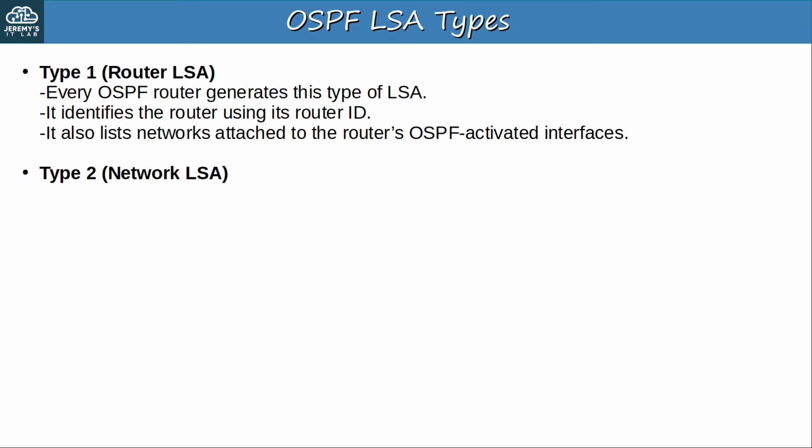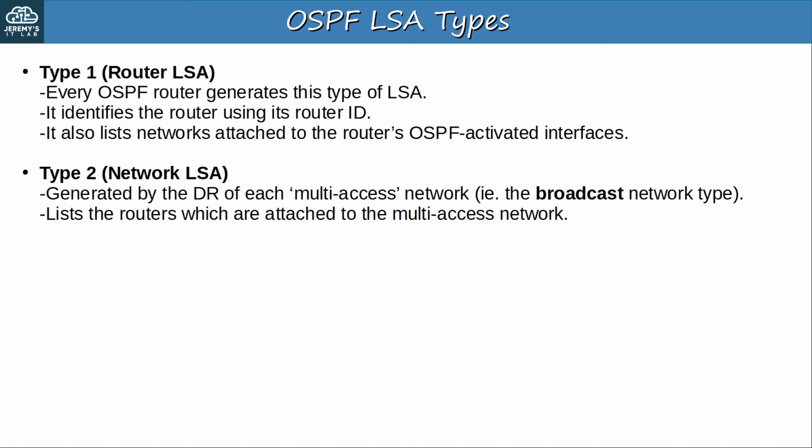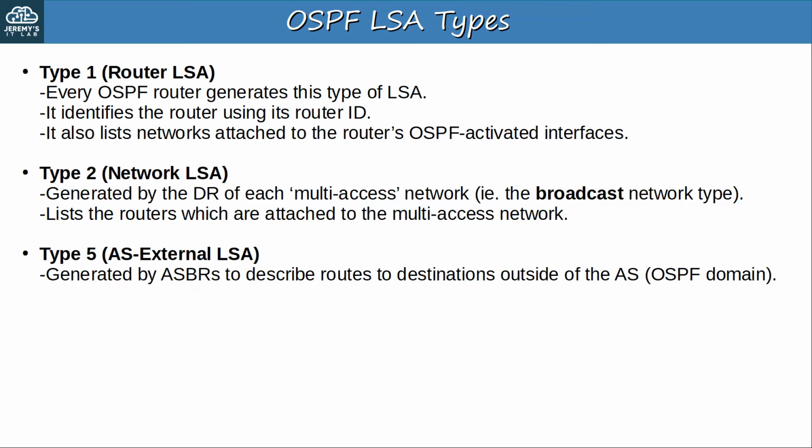Next up, the Type 2, aka network LSA. It is generated by the DR of each multi-access network. An example of a multi-access network is an Ethernet network, using the broadcast network type. This type of LSA lists the routers which are attached to the multi-access network. Last type for today, the Type 5, aka AS external LSA. This type of LSA is generated by ASBRs to describe routes to destinations outside of the autonomous system, the OSPF domain.